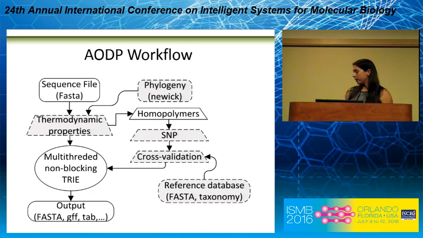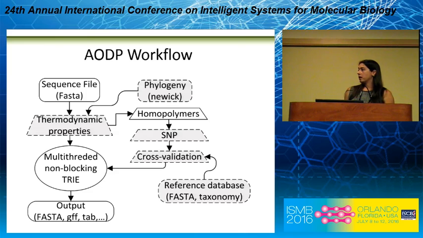So this is the overall workflow for AODP. We start with a sequence file and a tree. The tree is optional, but it does give you a lot more information. And then we use several options from the users, such as any thermodynamic properties you want for primer design, any limitations on homopolymeric regions. Homopolymers cause problems with primer design and for next generation sequencing technologies. Whether we want to limit the number of SNPs in the DNA region, and whether we want to do any further cross-validation of the SOs against other reference databases. This will help improve our specificity depending on the use cases.